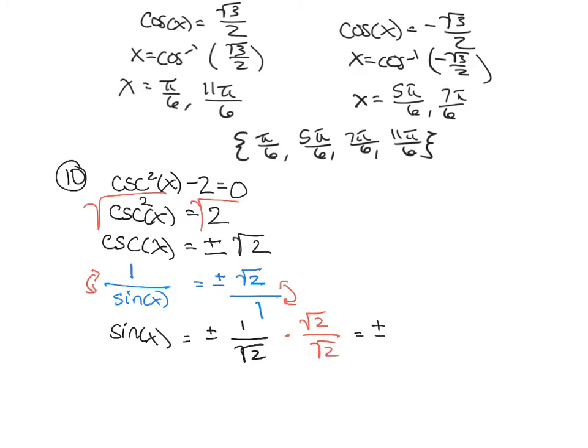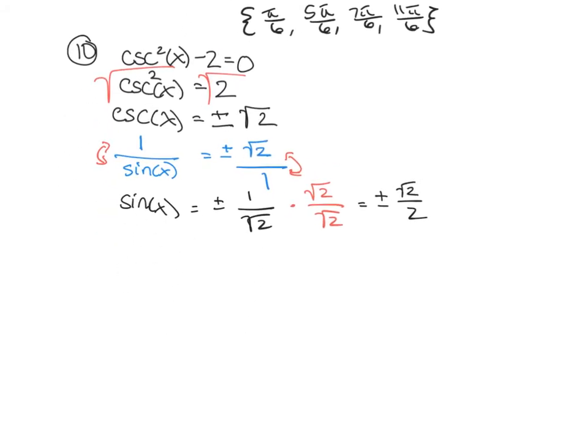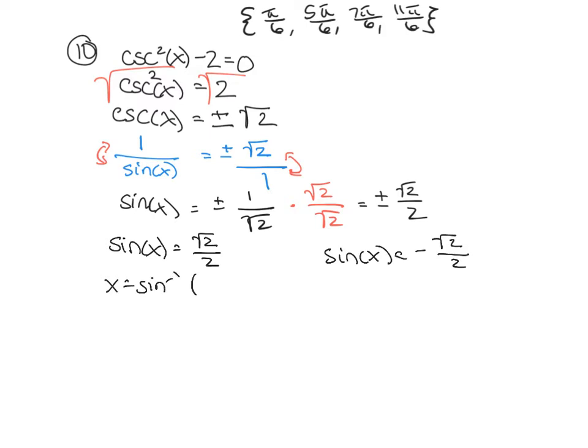And we end up with positive and negative versions of square root of 2 over 2. And now I feel much more comfortable that it's something that I recognize a little bit more. So what we have is sine of x is equal to the square root of 2 over 2, and sine of x is equal to the negative square root of 2 over 2. So I'm going to use sine inverse for both of these problems to get x by itself.